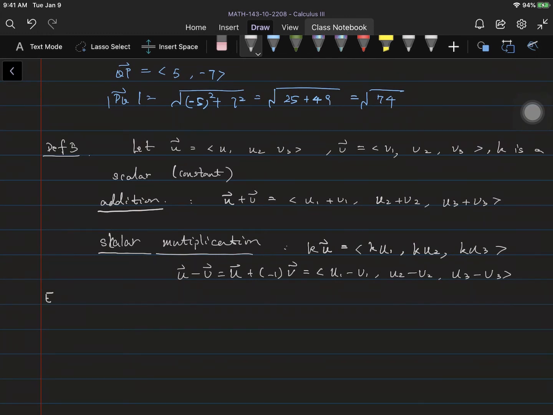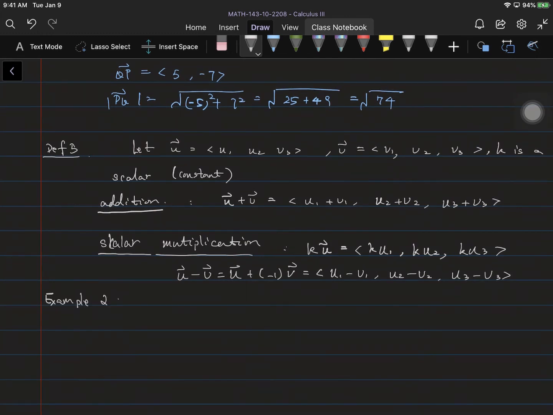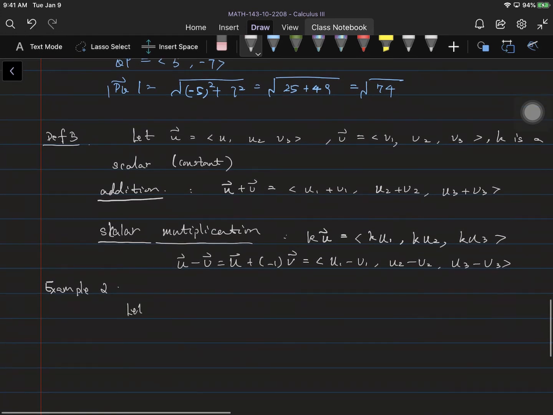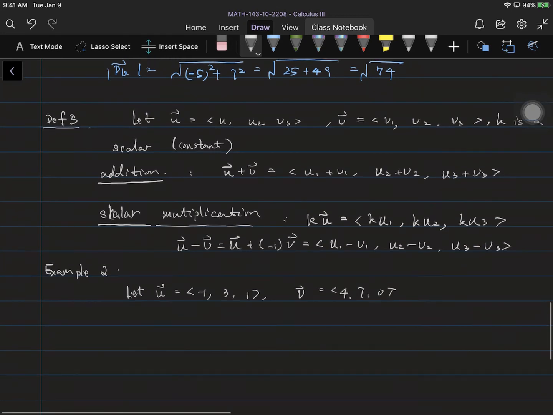Now let's take a look at example 2. So here we have two vectors, u is -1, 3, and 1, and the V vector is also given in components form, 4, 7, 0. So we want to find the first one, 2u plus 3v. Okay. Second, u minus v. Third, 2u vector length. Okay, now let's take a look at this one.